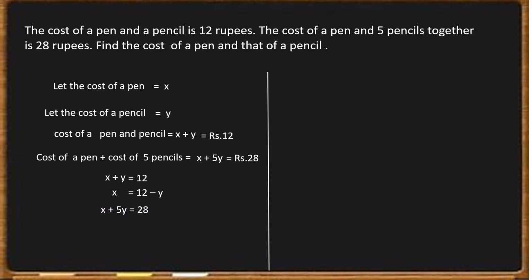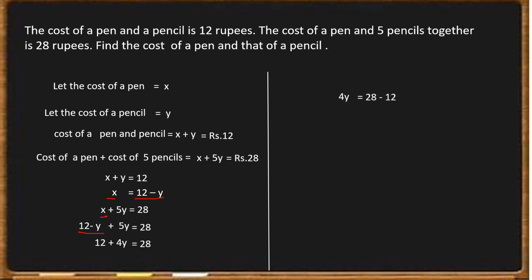Next we are considering the second equation: x plus 5y equal to 28. What are you going to do next? Yes, we are replacing x with this 12 minus y. So this x changes to 12 minus y plus 5y, and we got it as 28. Now minus y plus 5y, what is that? 4y. So 12 plus 4y gives 28.